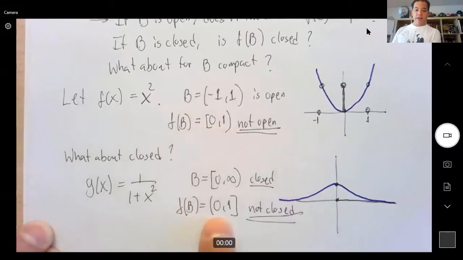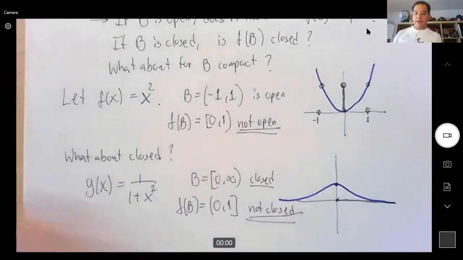And similarly, if we pick the function 1 over 1 plus x squared, which is depicted here, this interval is closed, [0, infinity), including 0, but the image is (0, 1], open at 0 and closed at 1, because this curve gets closer and closer to 0, but it never reaches it.